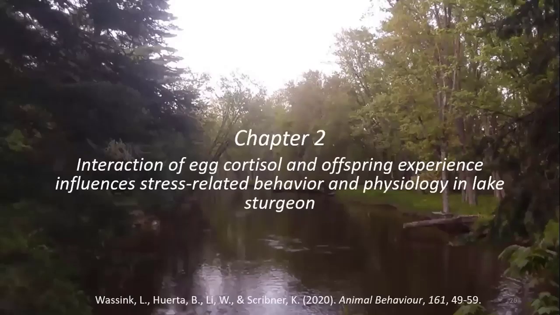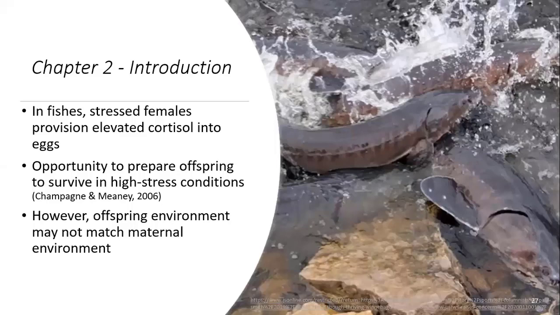So moving on to chapter 2, I investigated the context of transgenerational mismatch. So in fishes, stressed females will provision elevated cortisol levels into their eggs while the eggs are being formed. And the cortisol in the egg does a lot of different things, and it can developmentally change those embryos and set them on trajectories to develop phenotypes that are going to be suited to the high stress conditions. And this is particularly important for species like lake sturgeon that don't provide any parental care, because this is the female's one window of opportunity to set up her offspring to thrive in the environment that she's been experiencing.